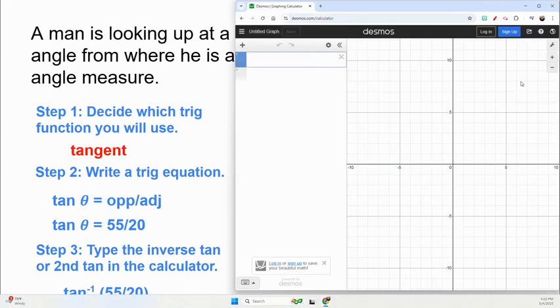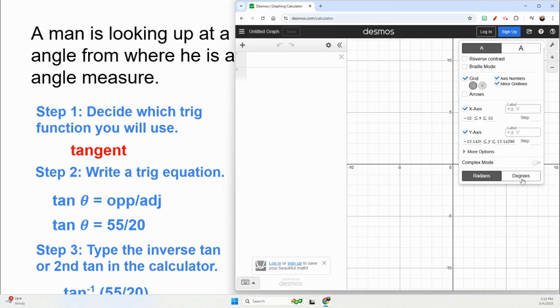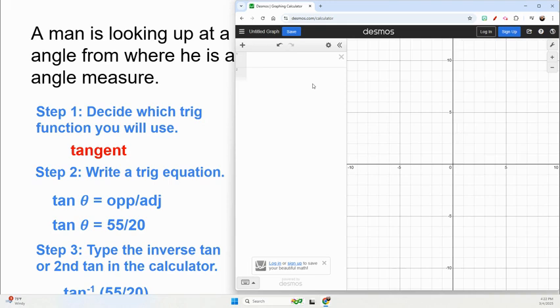Now when you use the inverse tangent in Desmos, the first thing you're going to do is to click the little gear, the wrench here in the top right hand corner, because you need to tell the calculator you want the answer in degrees. So we click the degrees here and now we're good to go.